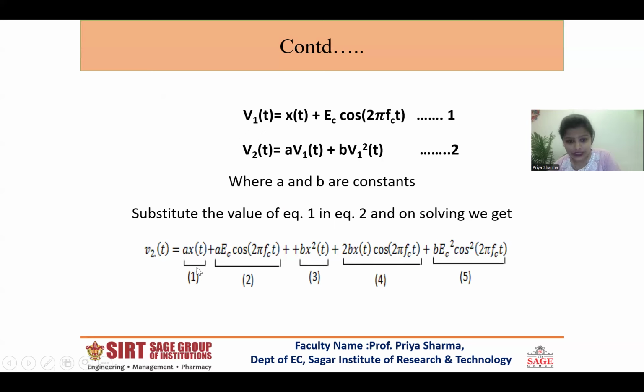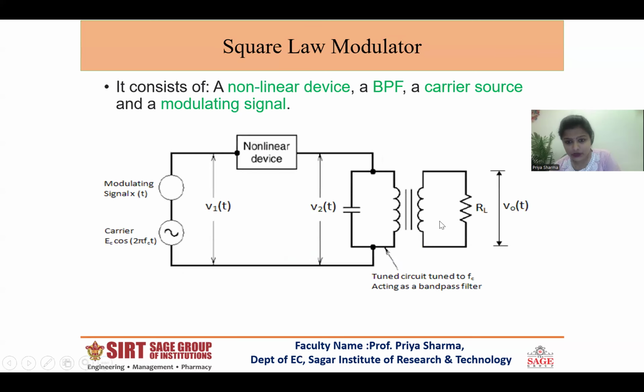Look, students, in the output we need only the message signal, not the carrier signal. And in the diagram, we have seen that here it is a bandpass filter. What does the bandpass filter do? It passes only the band of frequencies to which it is tuned. And this bandpass filter has been tuned to the carrier frequency. So it will allow to pass only the components which contain the carrier wave, and the components which do not contain the carrier wave, it will stop. It will not appear at the output.